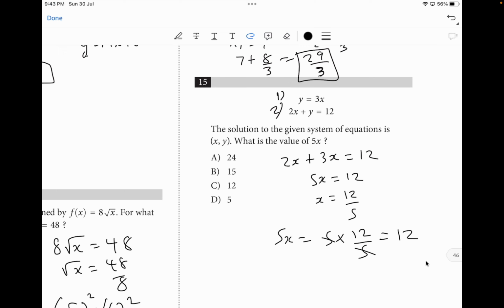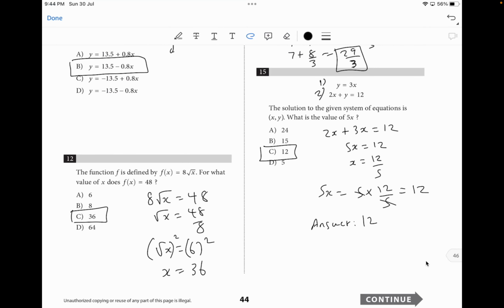So the answer here is going to be 12, okay? It's just basic substitution. So option choice C is going to be your answer for question number 15. So yeah, option choice C, which is 12, is going to be your answer for question number 15.